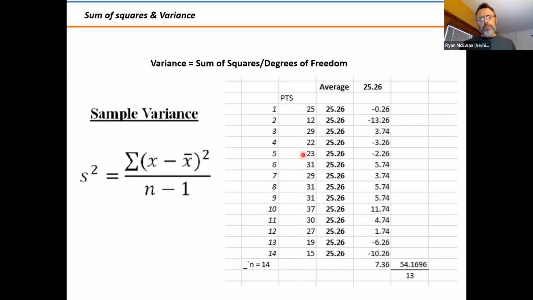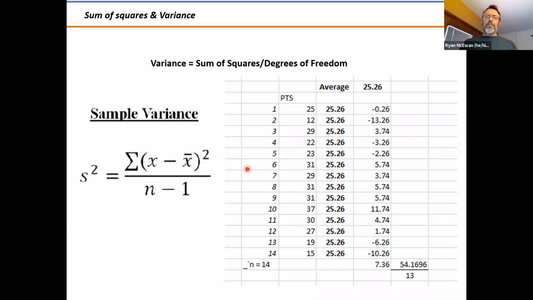This is an example from the LeBron James data set. See this? This is number of games. This is how many points were scored in each game: 25, 12, 29, 22, 23, 31, 29, 31, 31, 37, 30, 27, 19, 15. This is the average of these values. If I just take the average of these values in a formula in Excel, I can just put the average right there.